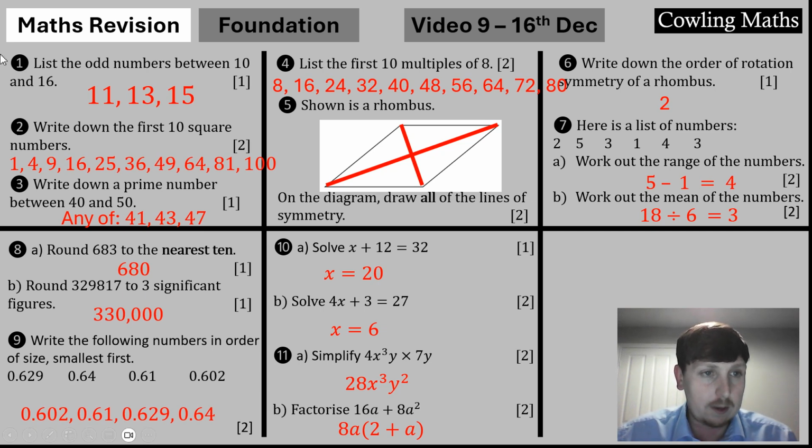Question 2, your square numbers, so you're timesing things by themselves. This is 1 times 1, 2 times 2, 3 times 3, 4 times 4, 5 times 5, etc., etc. So they're the first 10 square numbers. Just remember what a square number is: when you times a number by itself.